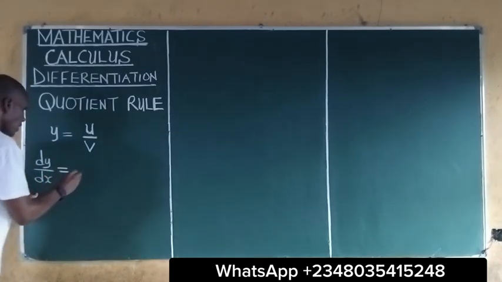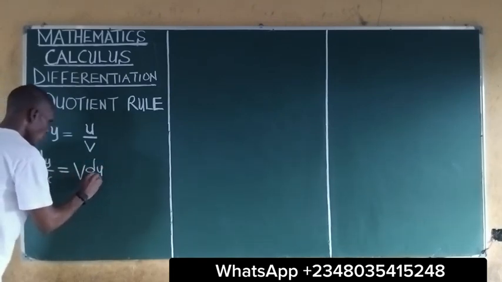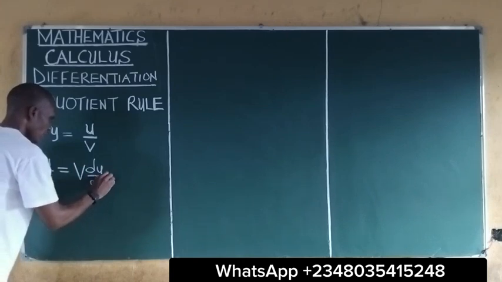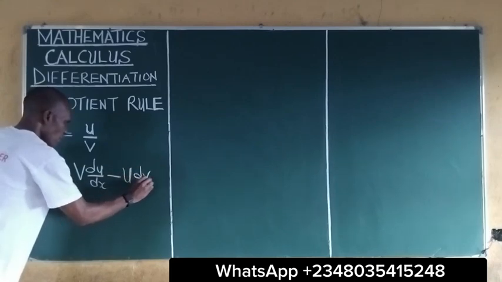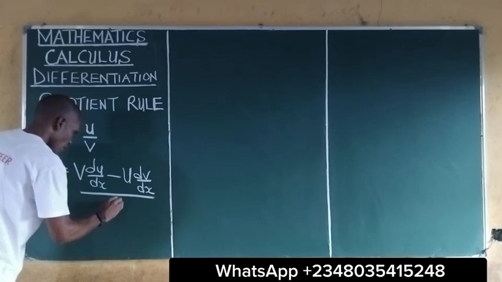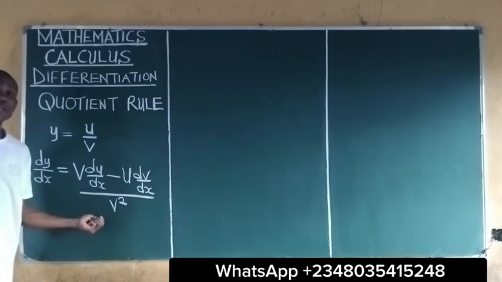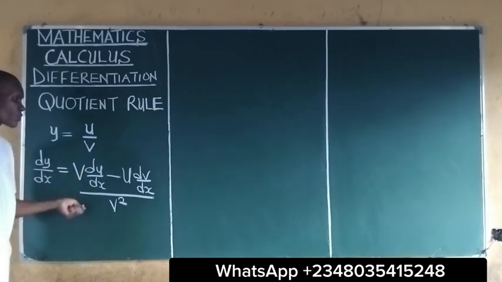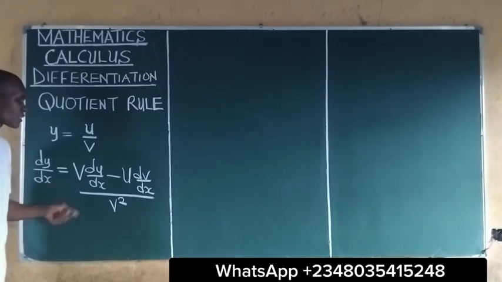dy over dx is equal to v du over dx minus u dv over dx, all over v squared. So this is the formula used in computing equations on quotient rule of differentiation. Let's take a question to better understand how to use this formula.